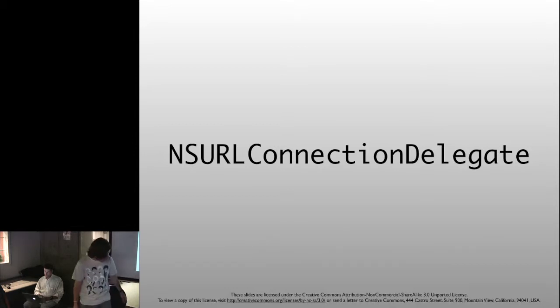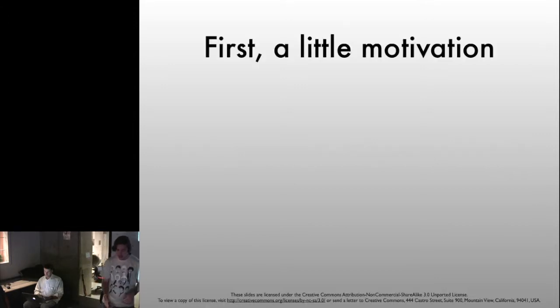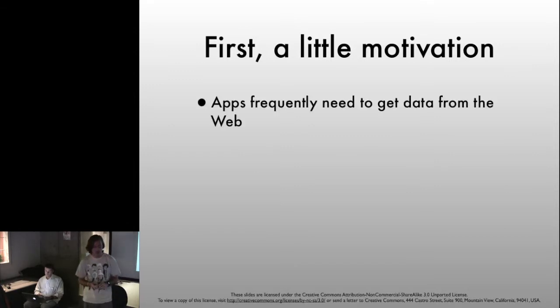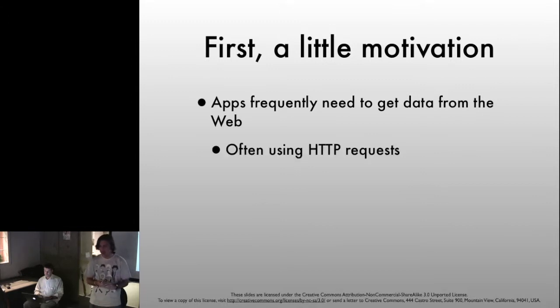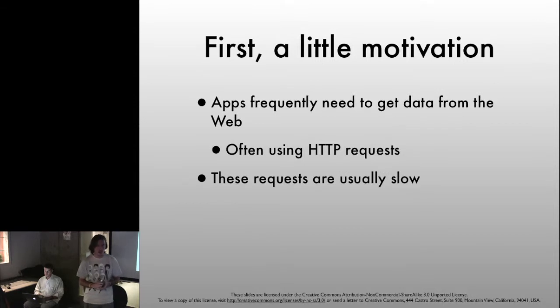Okay, so another delegate protocol that's really, really useful in any application that talks to the internet is NSURLConnectionDelegate. But before I talk about that, I'm going to motivate what we need this for in the first place. So increasingly, apps are getting a lot of their data from the web, and this is often done using just a real simple HTTP request. So you have the Twitter API, and you make a request to the Twitter API, and you get back some sort of response. And relatively speaking, these requests are slow, at least compared with computation time. These requests are in the millisecond range instead of the nanosecond range.